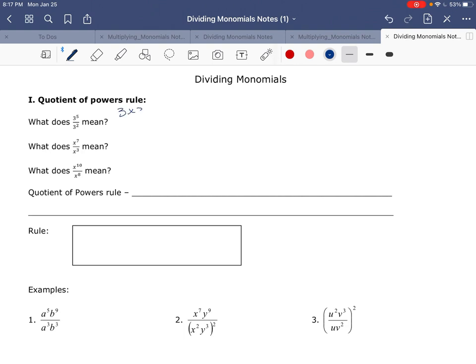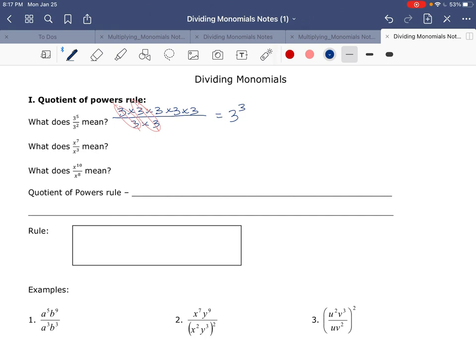So we have 3 times 3 times 3 times 3 times 3 all over 3 times 3. Well, remember, anything divided by itself is 1, so this 3 divided by 3 is 1, and this 3 divided by 3 is 1, which leaves me with 3 times 3 times 3 in the numerator, and I can rewrite that as just saying 3 to the power of 3.